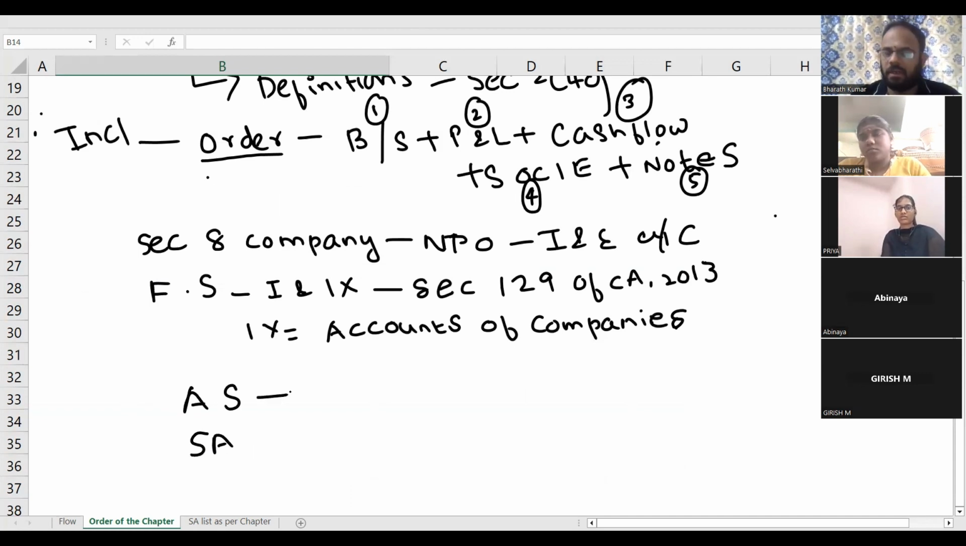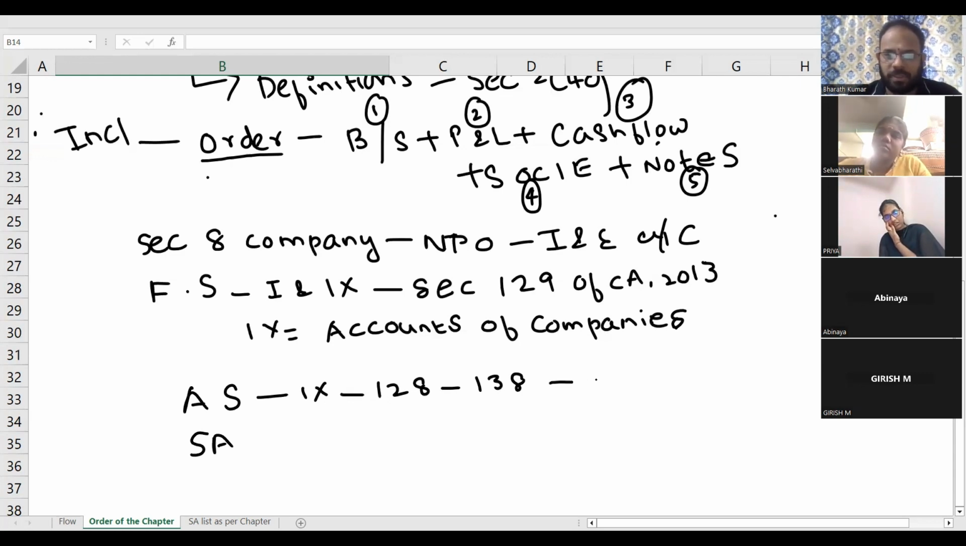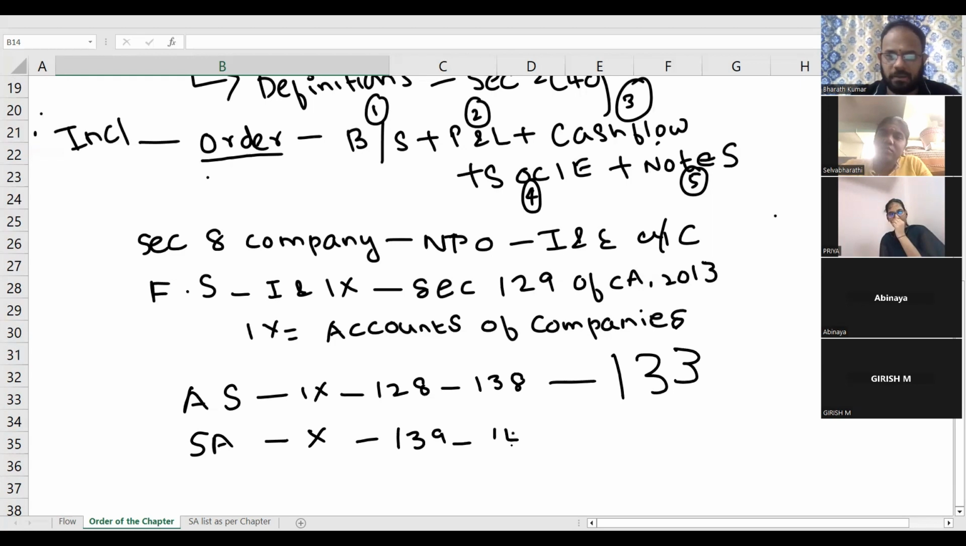AS is accounts, auditing. Accounts. Chapter 9 or chapter 10? 9. So in chapter 9, you will talk from section 128 to 138. In that, accounting standards will be section 133. SA, accounting or auditing? Auditing. So 9th chapter or 10th chapter? 10th chapter. In the 10th chapter, you will talk from 139 to 148.